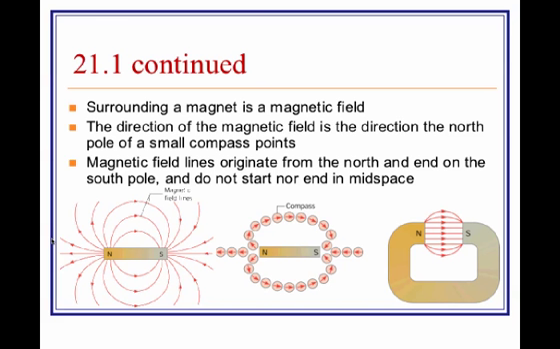If the magnetic field lines are really tightly packed together, then it's a stronger magnetic field. If they're spread out, then it's a little bit weaker. So we have the magnetic field here, and you also have the direction, from the north to the south side of a magnet.